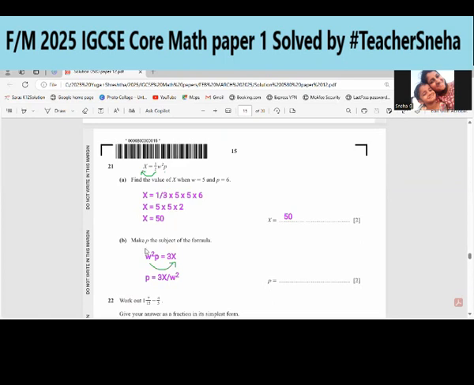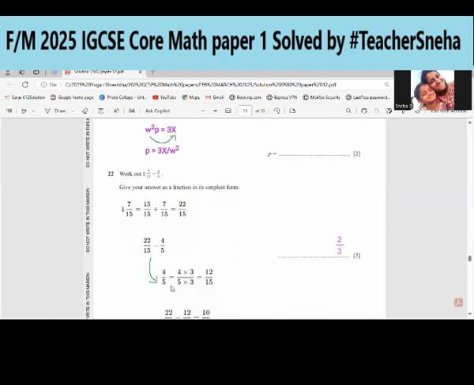Make p the subject of the formula. So to make p the subject, we need to shift all of these terms to the other side where the x is. Firstly, 1 upon 3 shifts to the other side. It will become 3x. So w square p is equal to 3x. And then keeping p on the subject side, we shift w square to the other side. So it's 3x divided by w square.